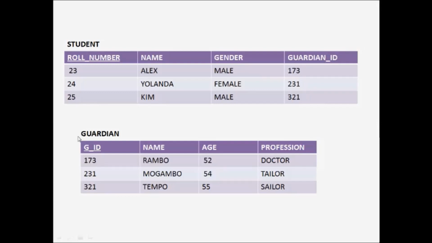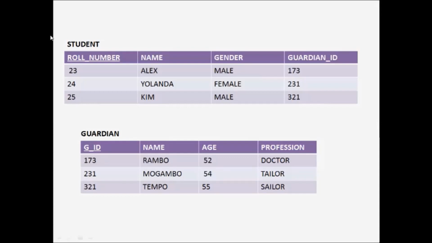Now see this table guardian. This table guardian has 4 columns: GID, name, age, profession. Now GID is the primary key of this table guardian.